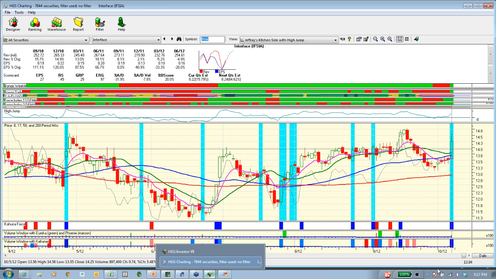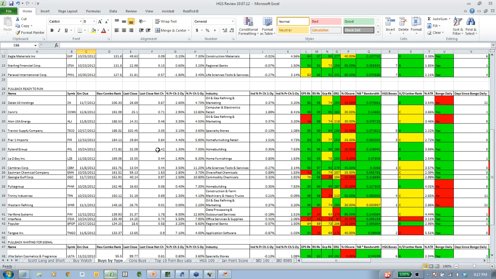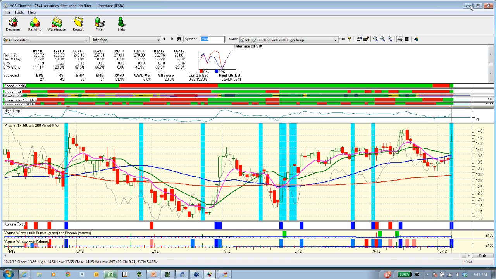Interface. Look at this stock. This is one of the other ones that is on my list. I call it a pullback ready to run, right down here. And the reason why I call it a pullback ready to run is deep pullback, big kahuna volume, and a pocket pivot turning green on Friday. This guy's going to run.